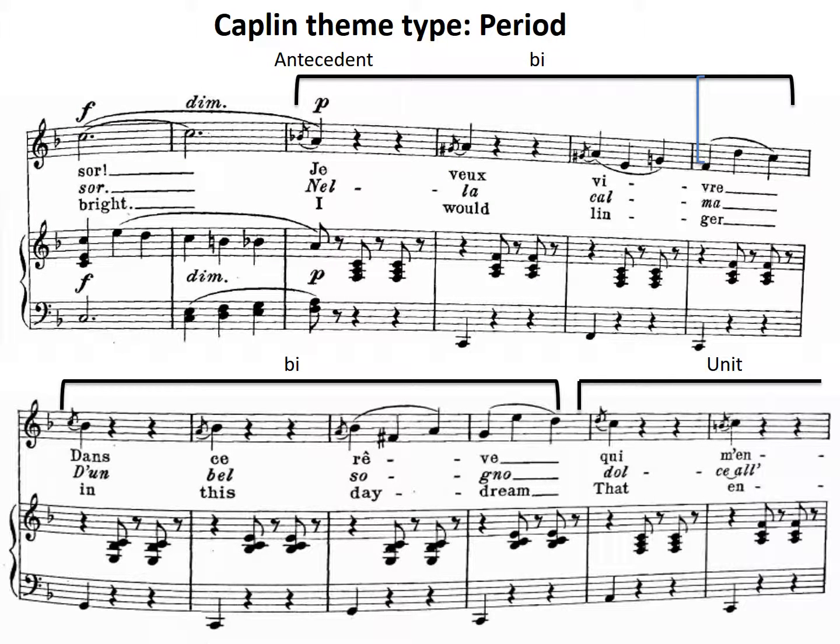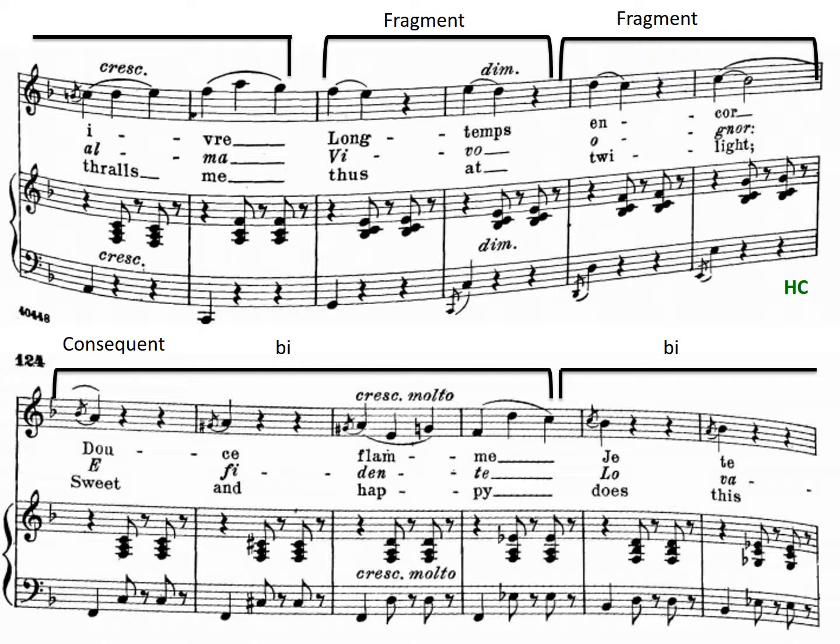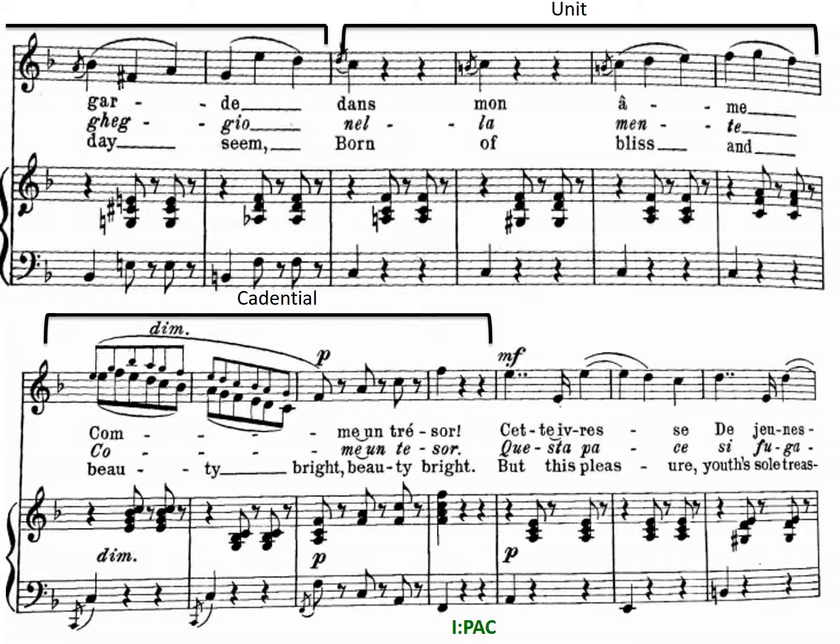Motives X and Y make up the basic idea and fragmentation found in the antecedent and consequent of the period. This Kaplan theme type is made up of a 16-bar antecedent followed by a 16-bar consequent. The antecedent consists of two 4-measure basic ideas, followed by a 4-measure unit, and two 2-measure fragments. The consequent also includes two 4-measure basic ideas, followed by a 4-measure unit, and comes to a perfect authentic cadence with a 4-measure cadential.